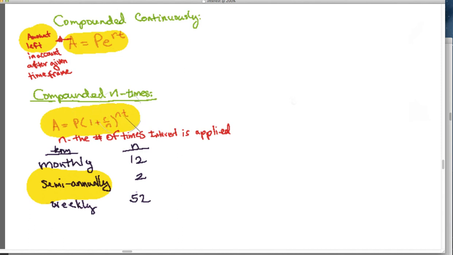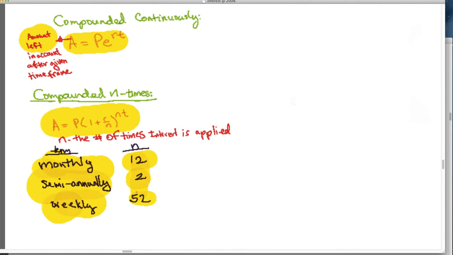n, however, is going to be the number of times it's compounded annually. So semi-annually means we do it twice a year. Monthly would be 12 times a year. Weekly, 52. So just figure out how many of those time periods there are in a year and then go from there. Okay? And all you really do with these is plug and chug.